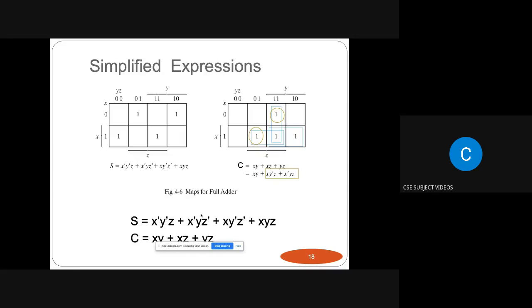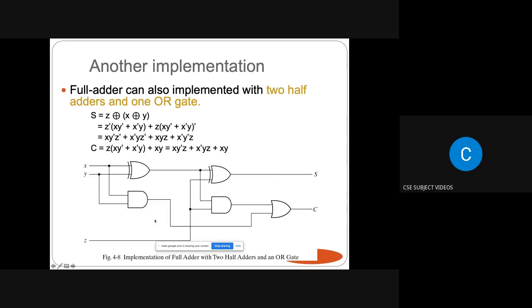We have to simplify the expression. So the actual expression is this. In the first two terms, they are considering z' as the common variable. So z' into (xy' plus x'y). And in these two terms, they are considering z as the common variable, taking z as common, and we can write z into (xy' plus x'y).